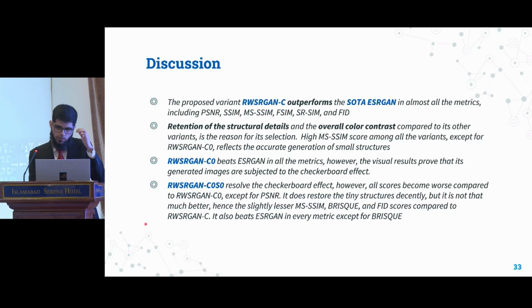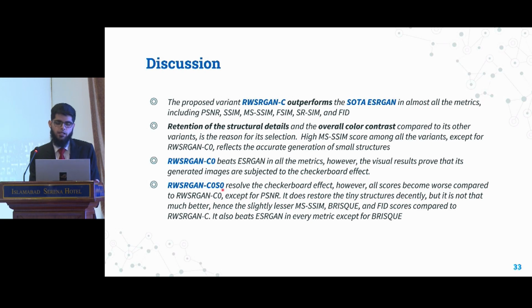Discussing the results, the proposed RWSRGAN C variant, which uses the channel attention block only, outperforms the state-of-the-art ESRGAN in almost all the metrics. It retains the structural details and the overall contrast quite a bit better compared to its variants. This is the reason why we selected it as the best model. Other models: you can see that the channel attention block only with no modifications beats ESRGAN in all the metrics as well, but the visual results weren't as good as our selected best performing model.